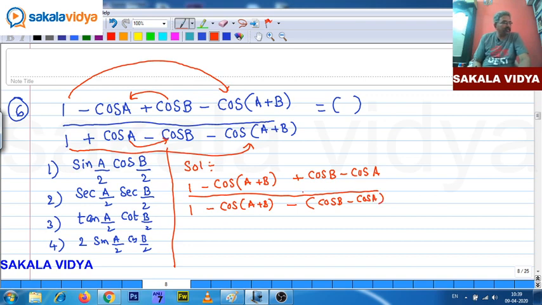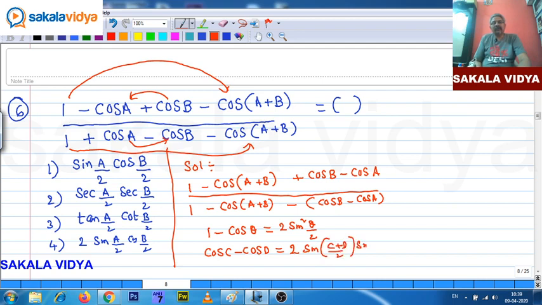So here we need to apply two formulas simultaneously. The first formula is 1 minus cos theta is 2 sin square theta by 2. Next we need to apply cos C minus cos D, which is equal to 2 sin of C plus D by 2 and sin of D minus C by 2. So you remember these two formulae. Now we get like this.